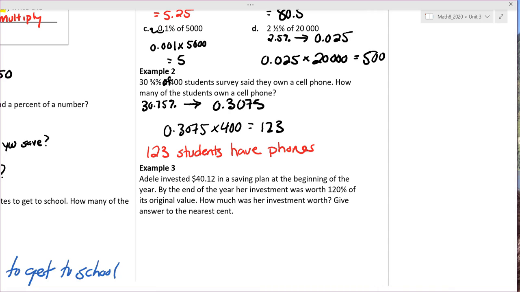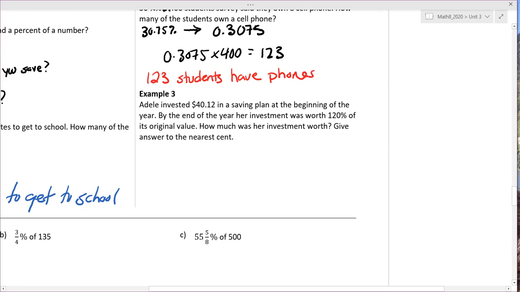So in example 3, Adele invested $40.12 in a saving plan at the beginning of the year. By the end of the year, her investment was 120% of its original value. Right? How much was her investment worth at the end of the year? So how much money should she have? So you put in $40.12 at the end of the year. How much money did she have? It went up by 120%. All right? Okay, and how do we do this? So, Abby, how did you do that?